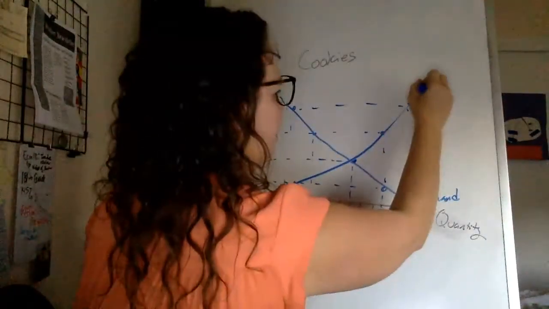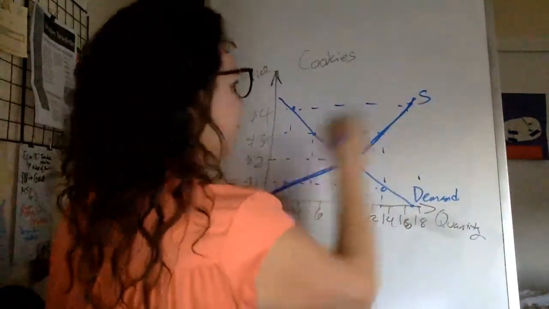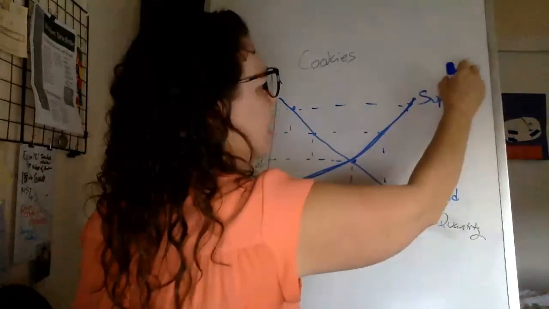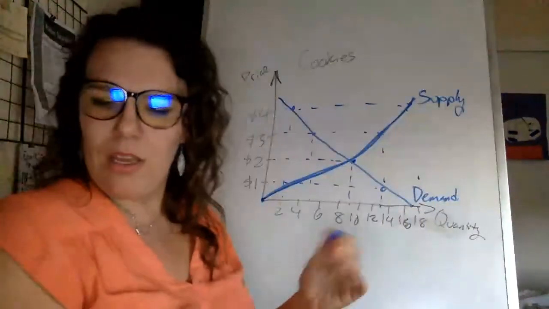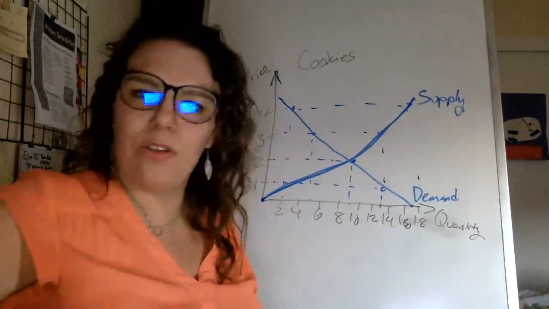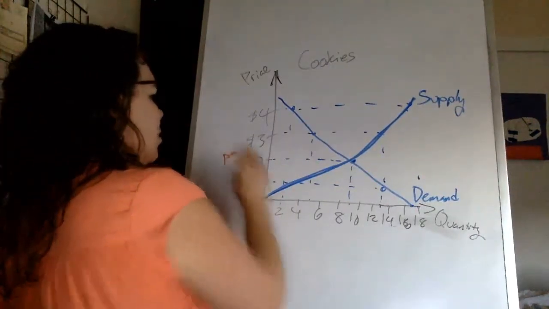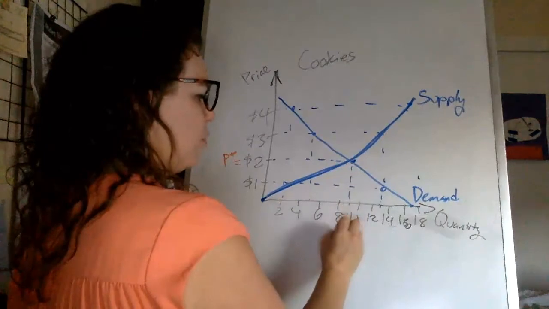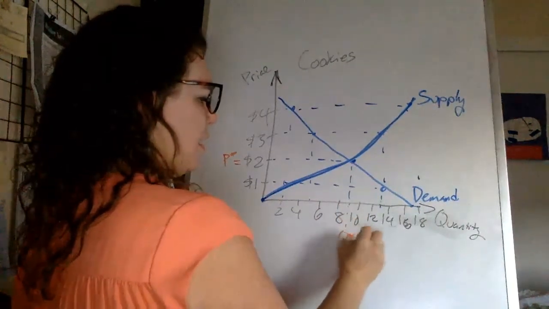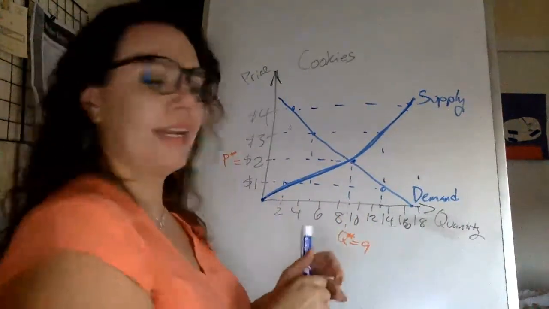And that gives us our stylized, a little bit funky, there you go, supply curve, which again, you want to label. And then we have our equilibrium price. So our equilibrium price is $2 and our equilibrium quantity is 9 cookies.